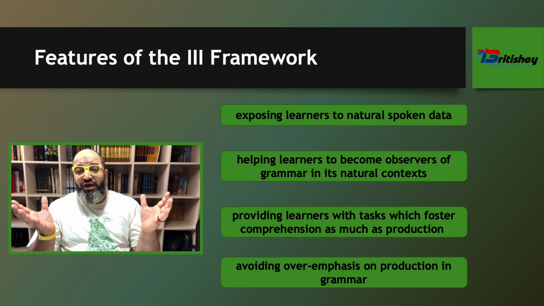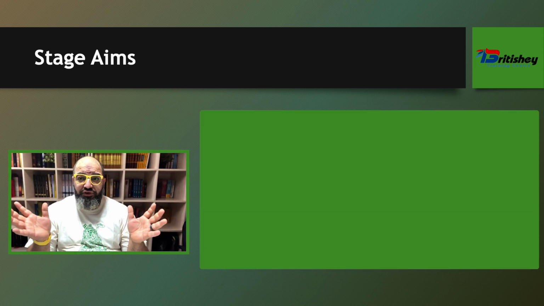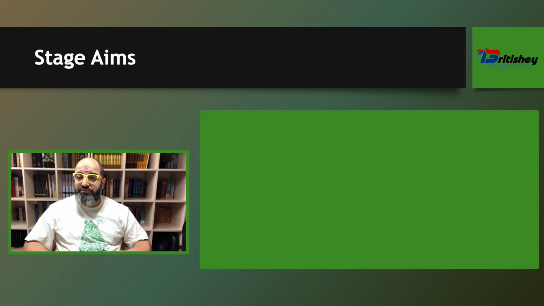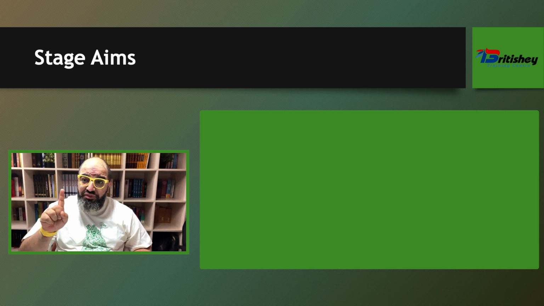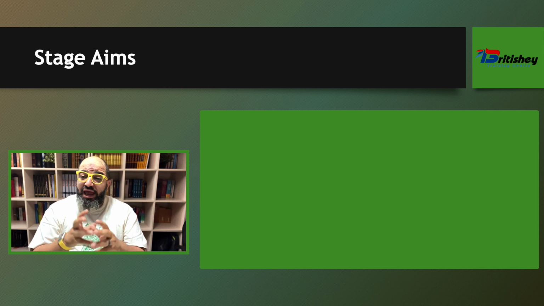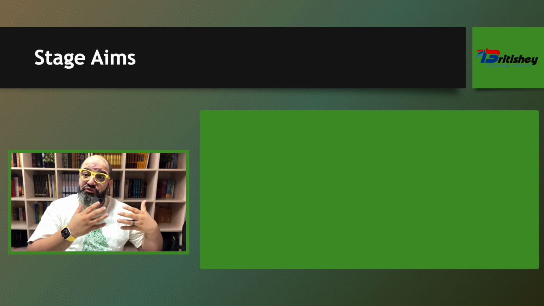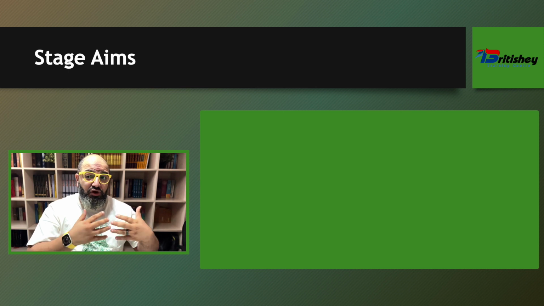Now let's think about the stage aims. And let's think first about the three I's. So starting with illustration. Why do we have this stage? And this stage is there to provide students with real data on grammar.